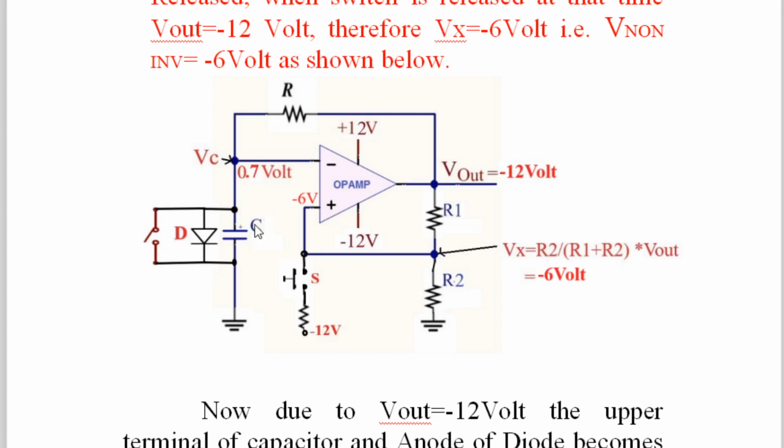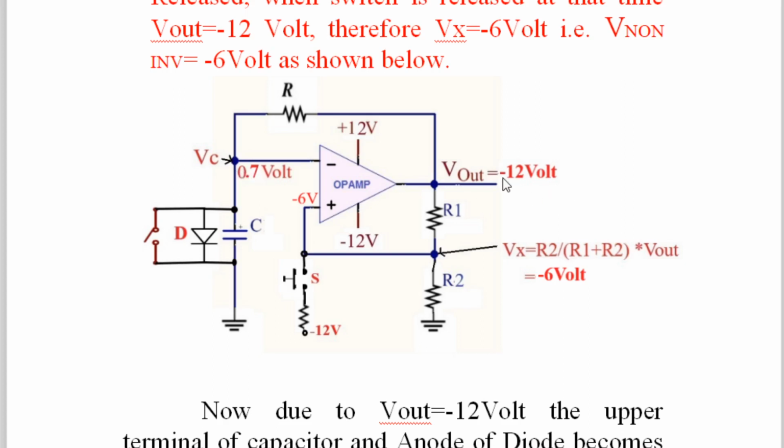And now the capacitor C will start charging in reverse direction. From what voltage? From 0.7 volt, because the voltage across the capacitor was 0.7 volt initially when the diode was conducting. That's why this is written as 0.7 volt. The moment this goes to minus 12 volt, the voltage across the diode, that is the voltage across the capacitor, was maintained here at 0.7 volt.